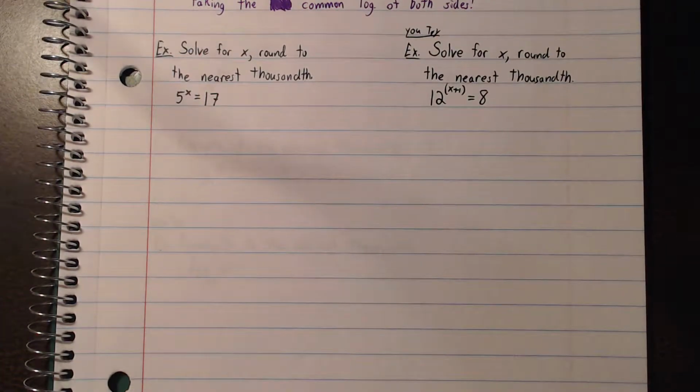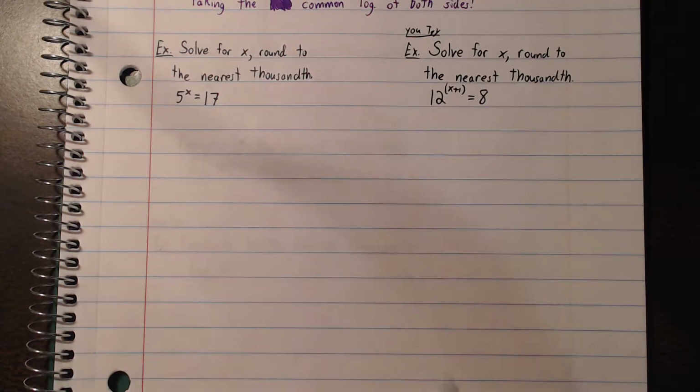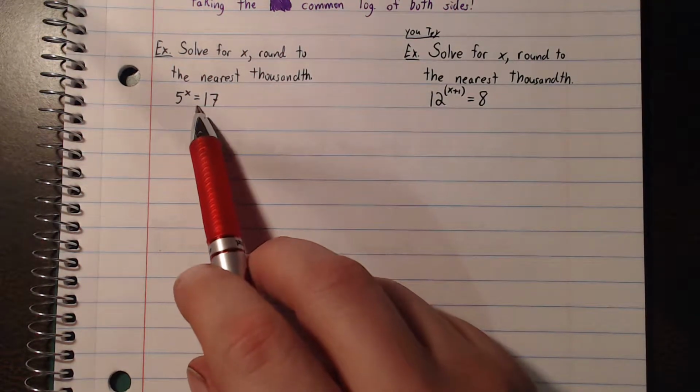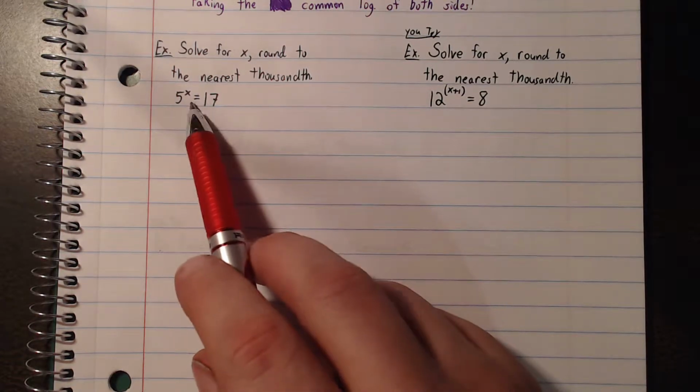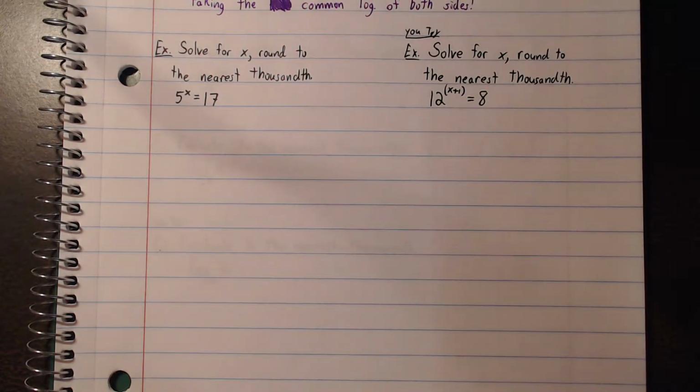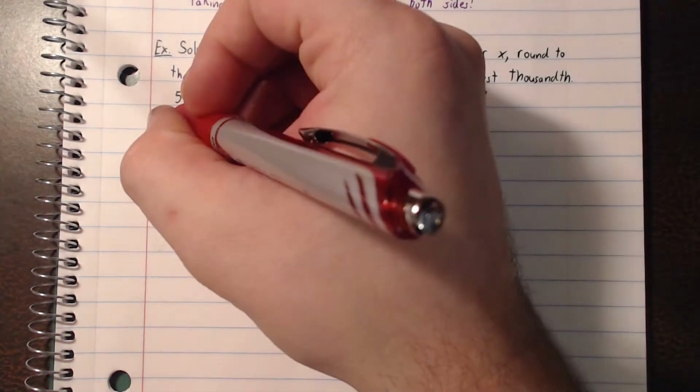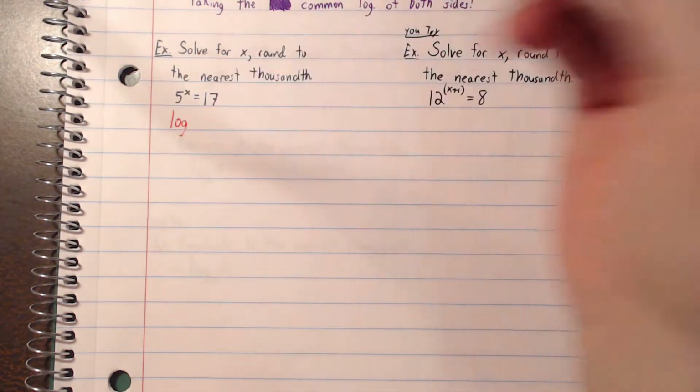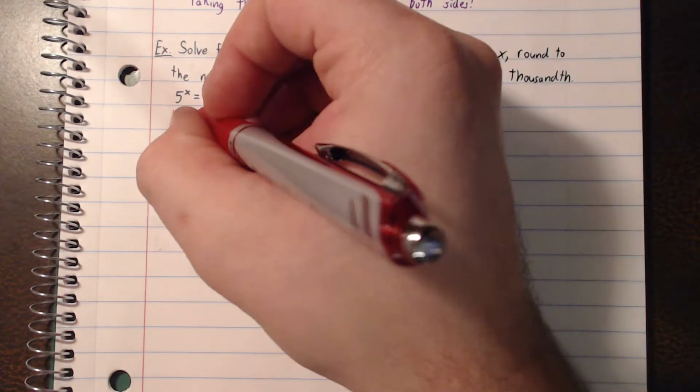Maybe we want to solve for x, and we're going to round to the nearest thousandth. Okay, so what we're going to do is we have 5 to the power of x equals 17. Right now, I don't know what I need to raise 5 to the power of. So what I'm going to do instead is I'm going to take the common log, right, log base 10, of both sides.